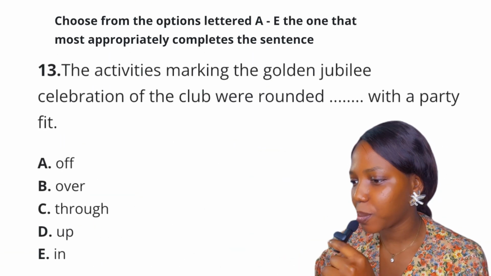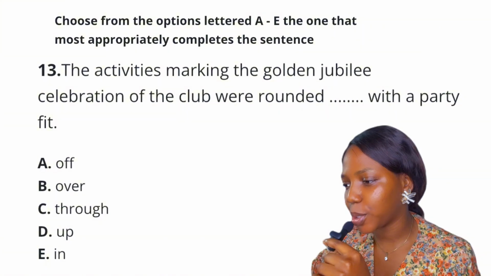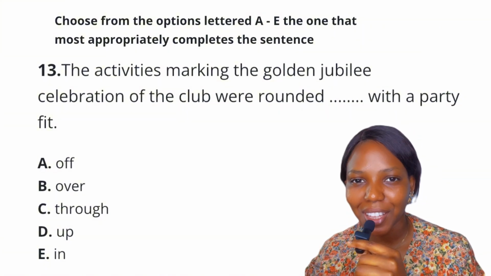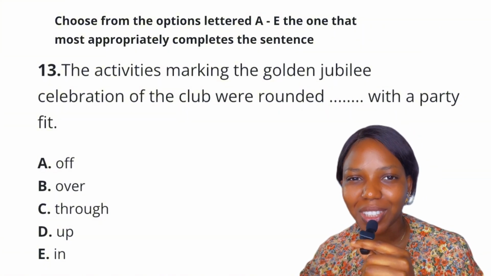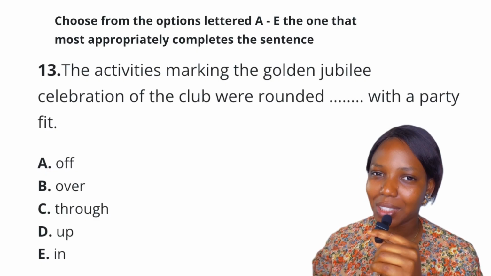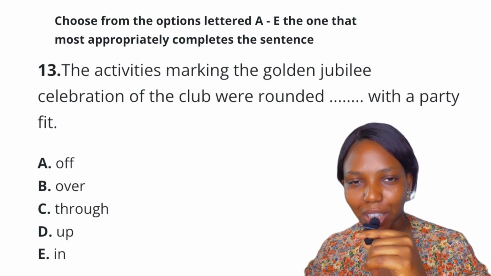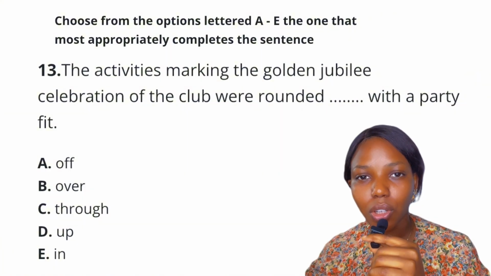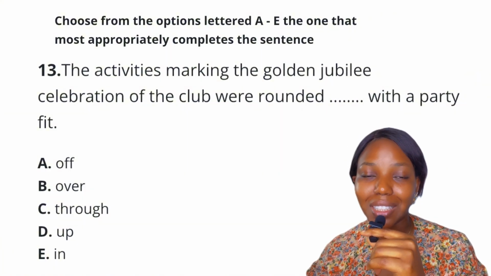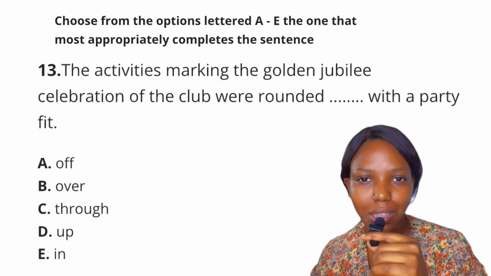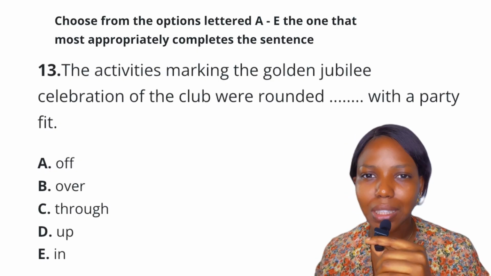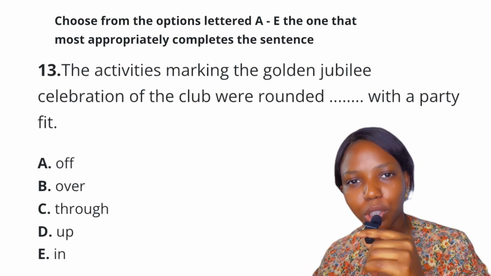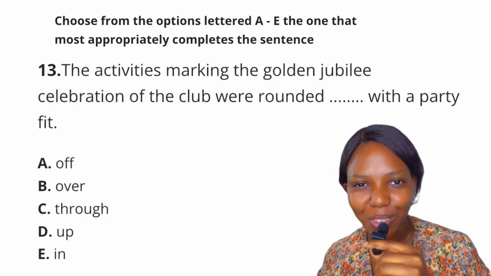Question 13. Choose from the options letter A to E the one that most appropriately completes the sentence. Now, examiners know that you say, I am rounding up my exams next month. We will round up the meeting soon. And this is where they want to trick us. Okay, so in Nigerian context, it is okay to say this. It is locally acceptable. People will understand what you mean. But it is not a standard British expression. Okay, so let's see if we can solve this one.